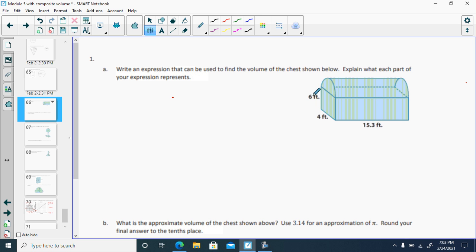Okay. If we look at the figure that's here on the bottom, let's see what type of figure that is. What are we seeing here? We're seeing basically a box, right? A prism. Okay, so to find the total volume of this, let's break this into pieces. First, let's find the volume of this box or this prism. And let's add to it the volume of this top part here.